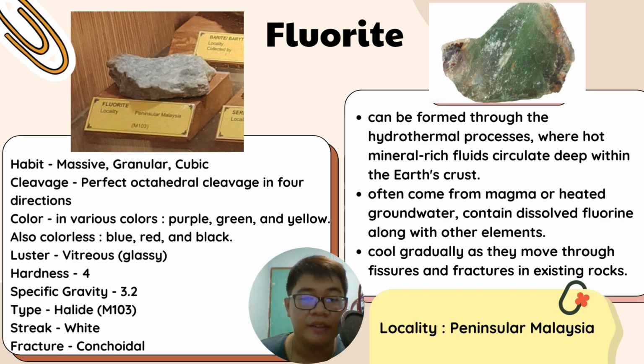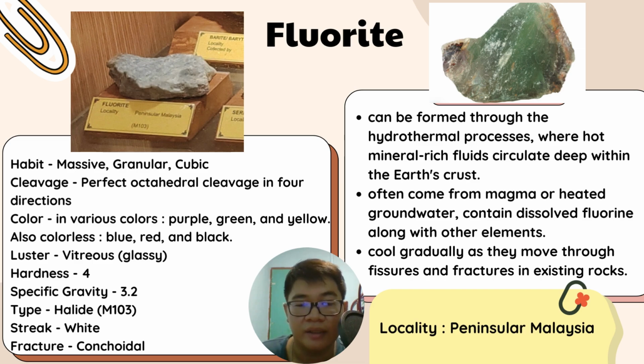Fourthly, fluorite exhibits several distinct habits including massive, granular, and cubic forms, and the locality of fluorite is at Peninsular Malaysia. One of its most notable features is its perfect octahedral cleavage in four directions, making it easily identifiable among other minerals. The color of fluorite can vary widely, with common shades including purple, green, and yellow. It also can be found in colors such as blue, red, and black, or even colorless.